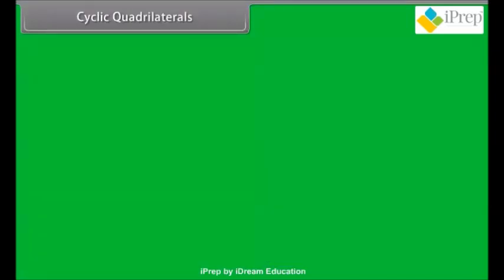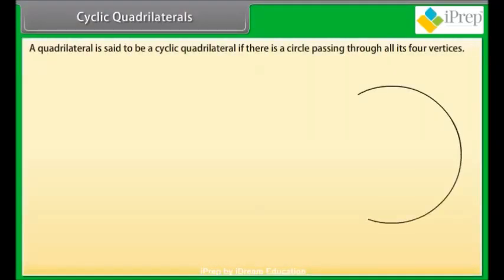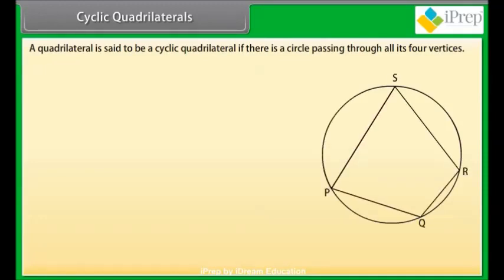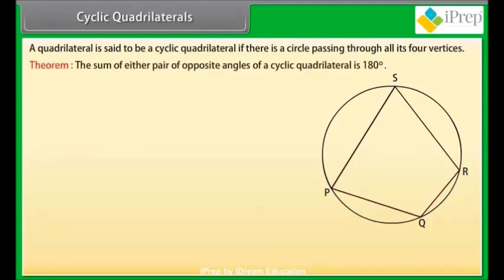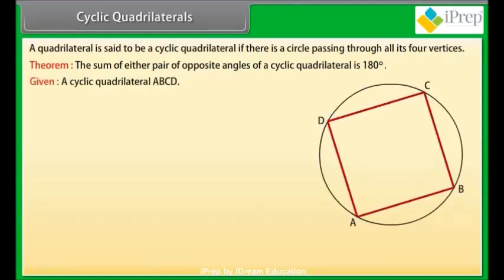Cyclic quadrilaterals. A quadrilateral is said to be a cyclic quadrilateral if there is a circle passing through all its 4 vertices. In the figure, PQRS is a cyclic quadrilateral. Theorem. The sum of either pair of opposite angles of a cyclic quadrilateral is 180 degrees. Given a cyclic quadrilateral ABCD. To prove angle BAD plus angle BCD is equal to angle ABC plus angle ADC, which equals 180 degrees.